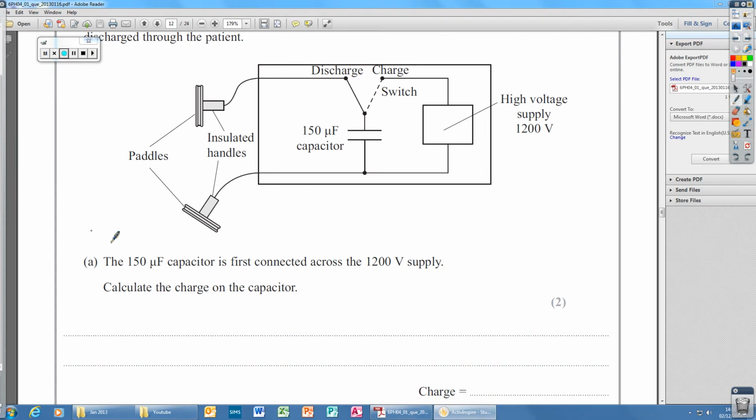So the obvious equation to use here is one you'll find on the paper, which is Q equals CV. All we have to do is to put the numbers in, 150 times 10 to the minus 6, multiplied by the potential difference across it, which is 1200. Now that will give us a total charge of 0.18 coulombs. Don't forget the unit there.